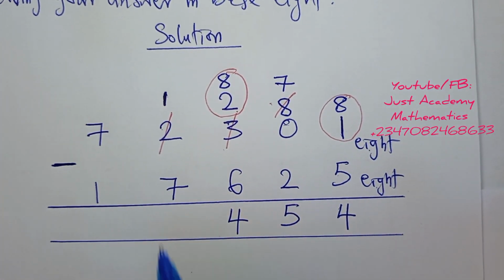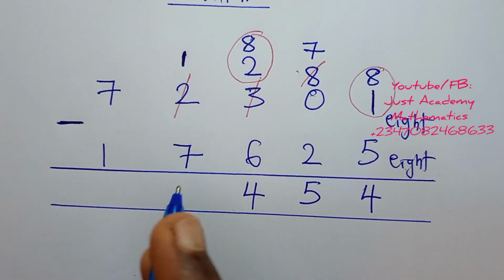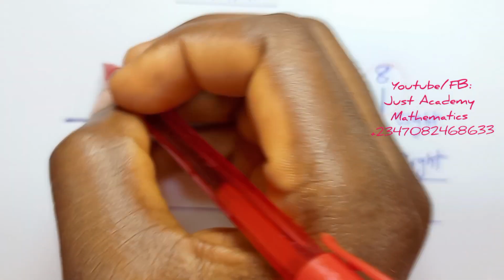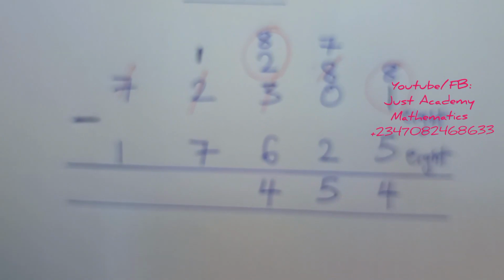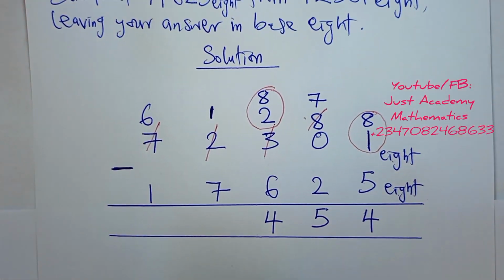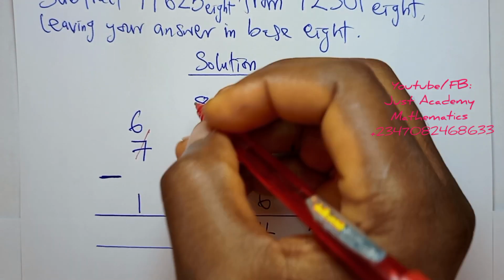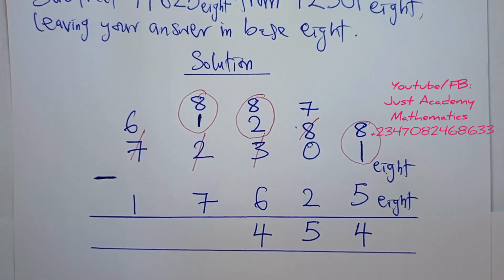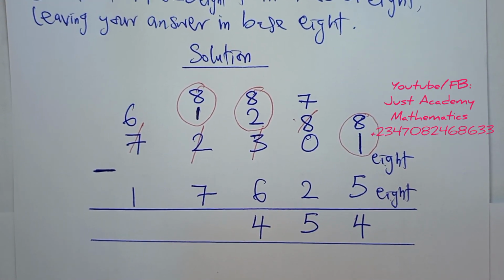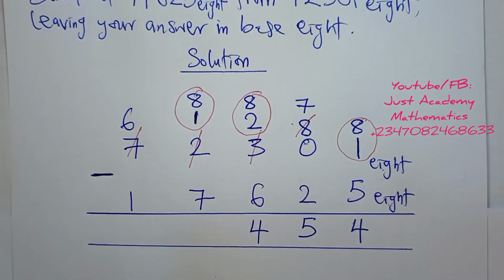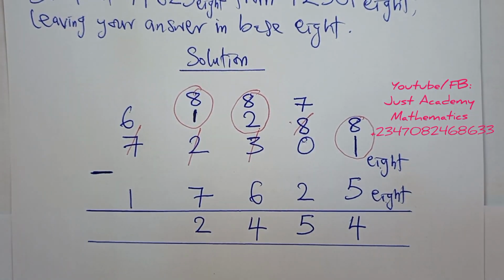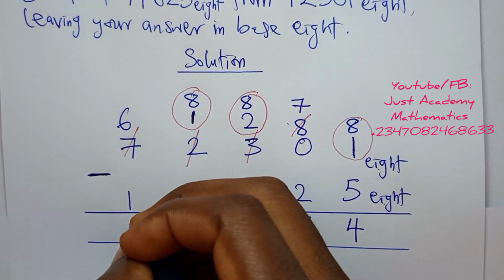4. Can 1 minus 7? No. You borrow 1 from here. It will remain what? 6. The one you borrow becomes what? 8. So you add these two together. 8 plus 1 is what? 9. And 9 minus 7 is what? 2. 6 minus 1 is what?